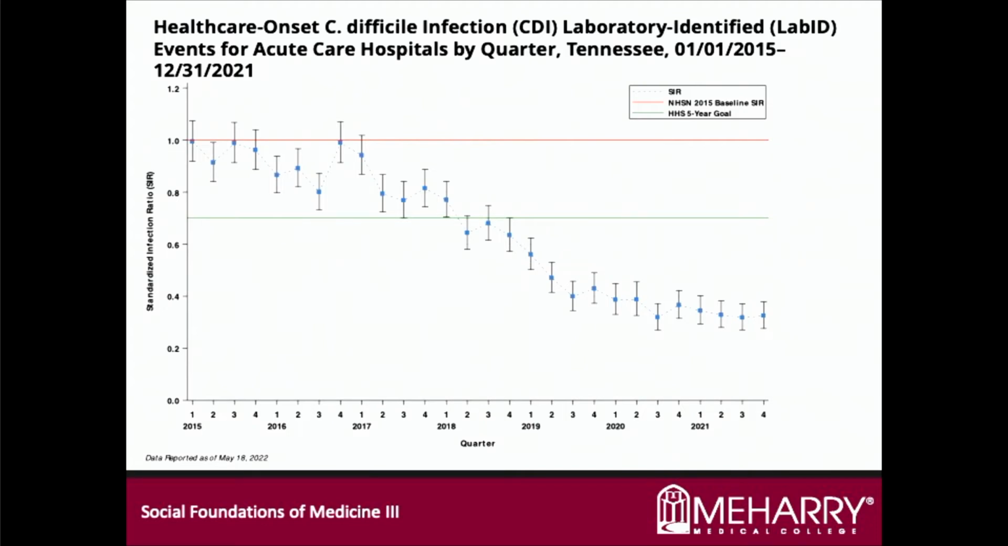So here is our C. diff rates across the state. You can probably tell when we started to really consider C. diff: 2015, 16, 17. We've seen sustained decline across that as we've gone on over those years. But then there are some other ones.